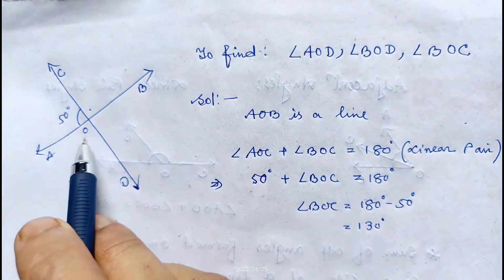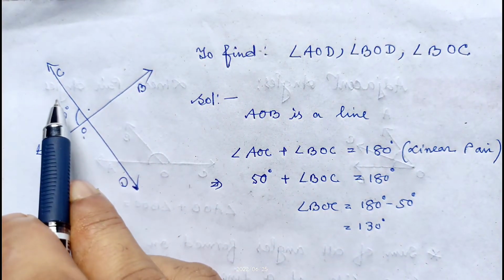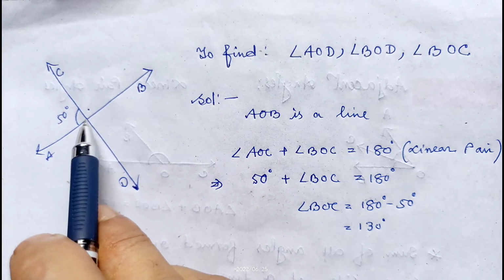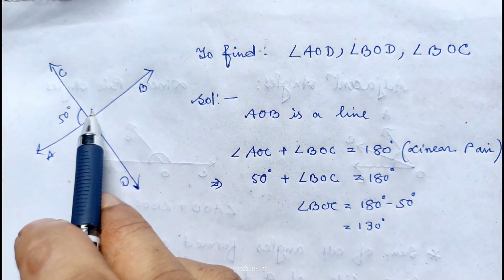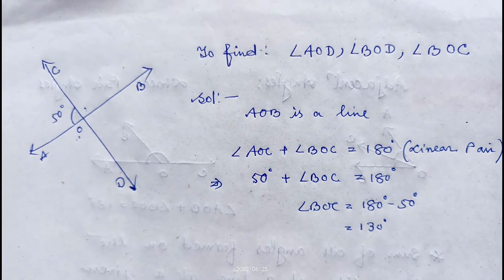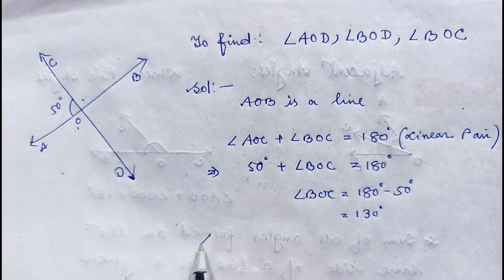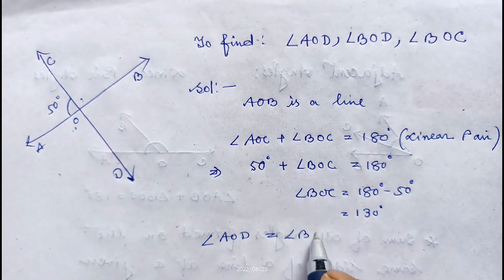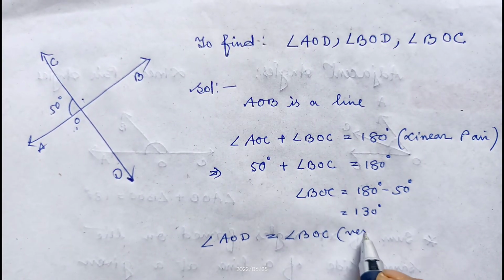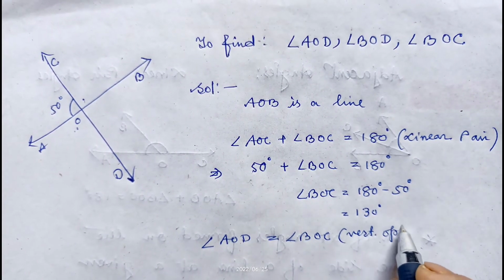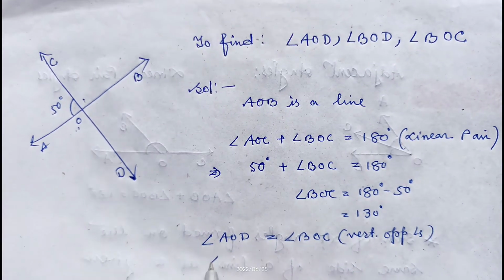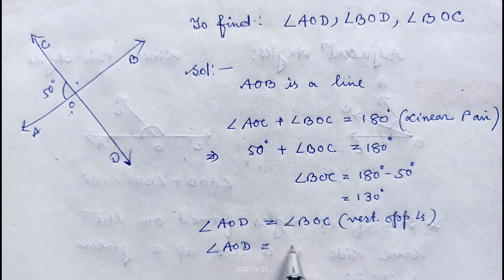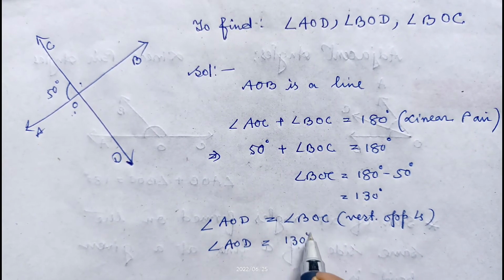Now BOC and AOD, these two are vertically opposite angles. So if this one is 130 degree, this also will be 130. So now we can write angle AOD equal to angle BOC. In the bracket you can write vertically opposite angles. Therefore angle AOD equals, now BOC we know is 130, so this also will be 130.